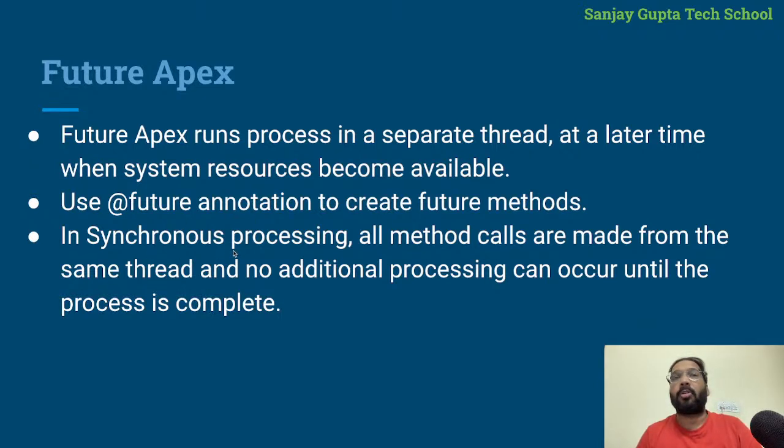In synchronous processing, all method calls are made from the same thread, and no additional processing can occur until the process is complete. So this is the drawback of synchronous processing. That's why we need asynchronous processes. In a single transaction, if you want to initiate a sub transaction, you can do that with the help of asynchronous Apex, right?